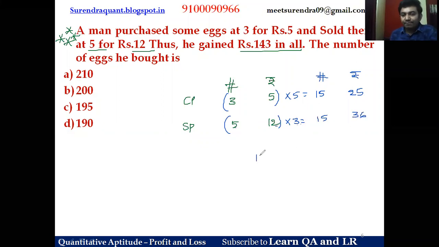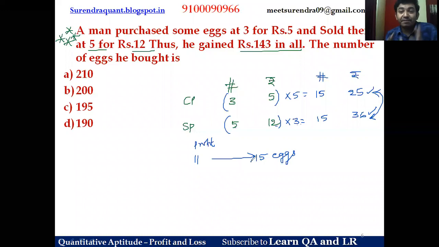Now friends, for 15 eggs, what is the profit? 25 CP, 36 SP. What is the difference between SP and CP? 11 rupees, right? So 11 rupees profit is obtained for how many eggs? For 15 eggs. But what is the actual profit? 143 is the profit, right? So 143 profit will give him how many eggs? How many eggs must he have purchased and sold?